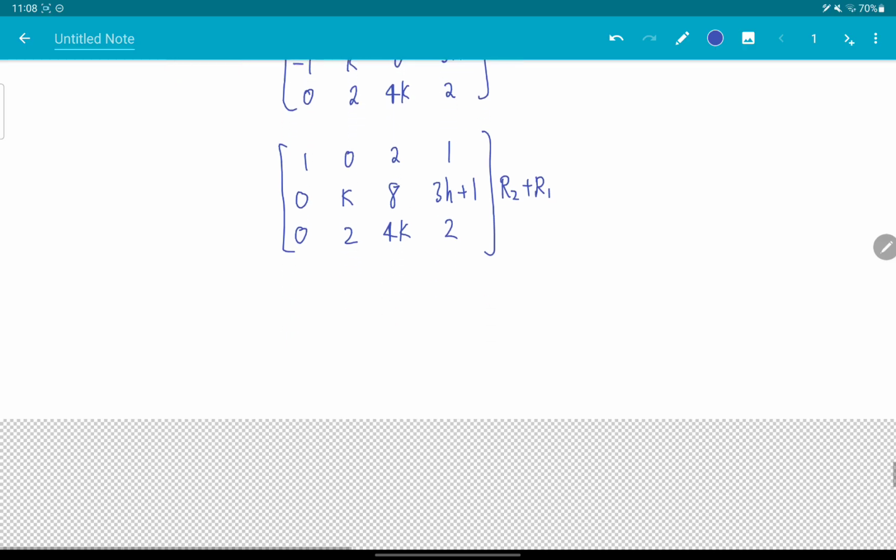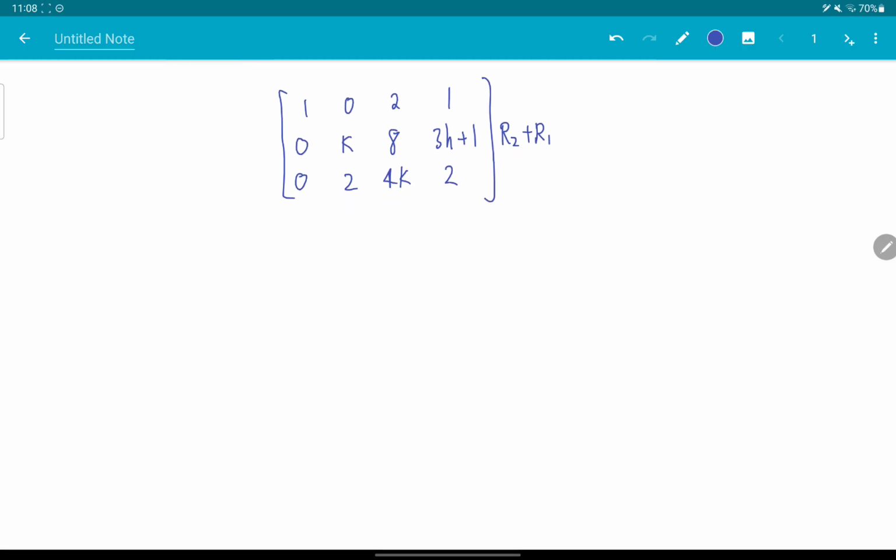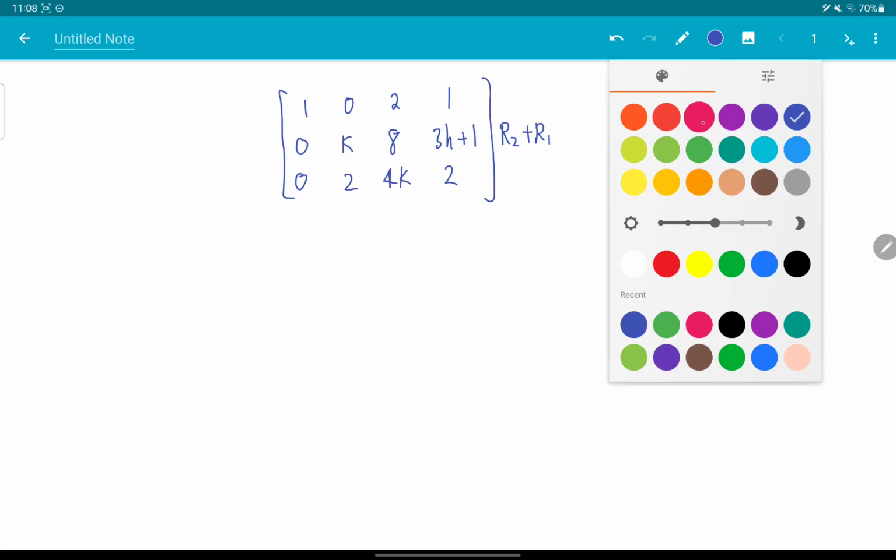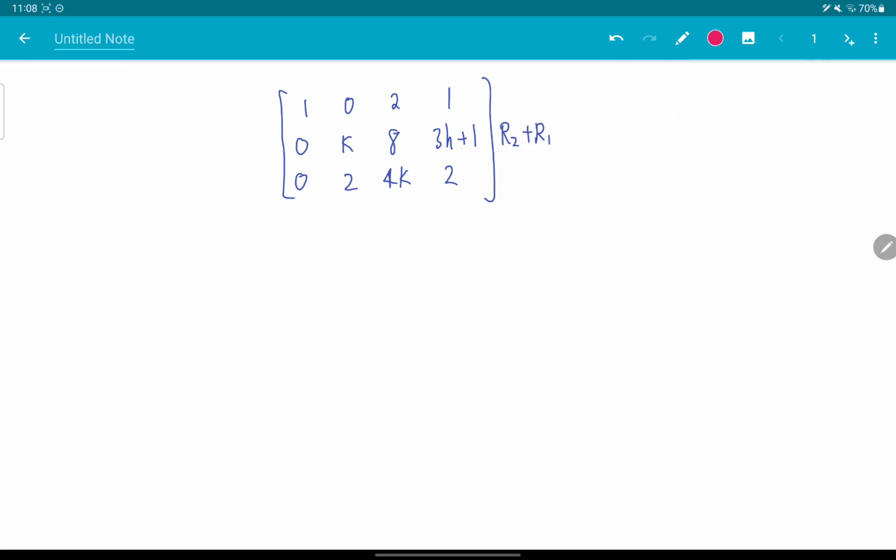Continuing. Here we have a choice to make. Now, your first idea here for that guy may be to go 1 over K times row 2. Maybe you want to do that. Here's the problem. When you divide by K, you are making an assumption. You're assuming that K is non-zero. If you forget that assumption, then you'll be in trouble, possibly. So I would avoid doing that entirely.